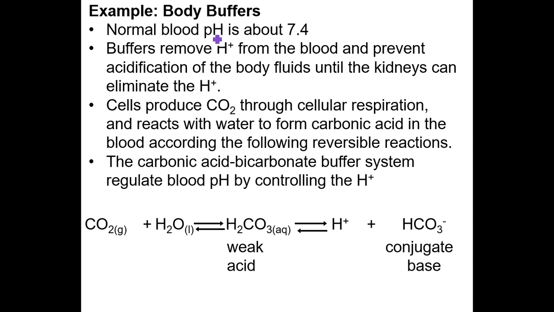Your normal body pH is fairly neutral. It's around about pH 7.4. So we do have buffers in your blood as well that are going to, again, prevent changes in pH. You don't want the pH going up. That's a problem. You don't want the pH going down. That's a problem as well.